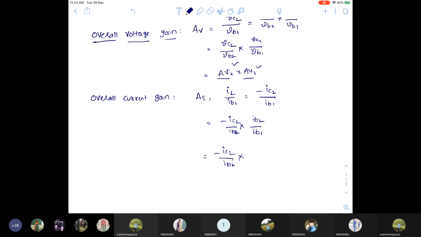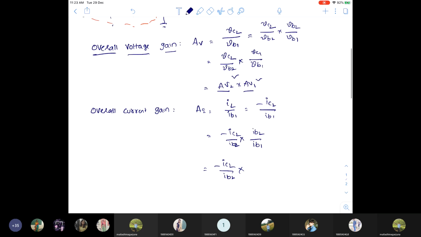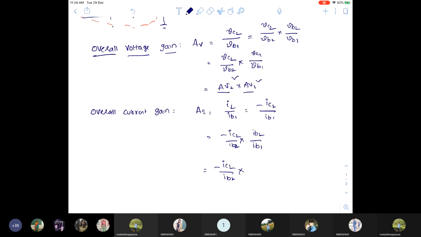Whereas in the voltage amplifier voltage gain, in the place of VB2, I wrote VC1. Why? Because both the resistors are in parallel, so the voltage will be constant. So in the place of VB2, I can write VC1. But here I cannot write IB2 equal to IC1. Why? Because in the shunt connection, the current will be divided.